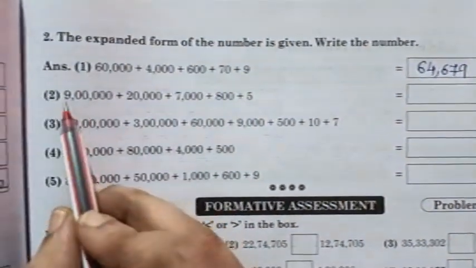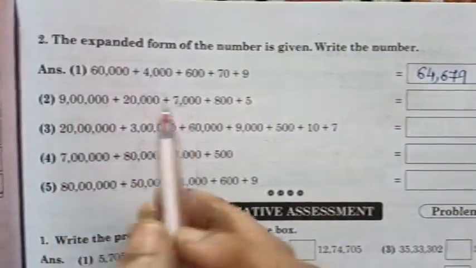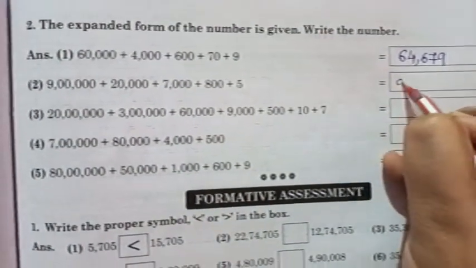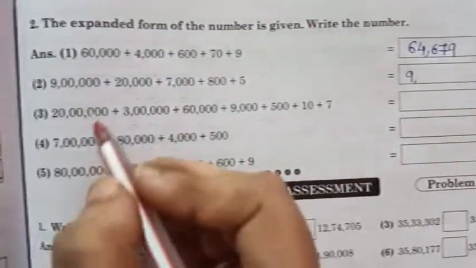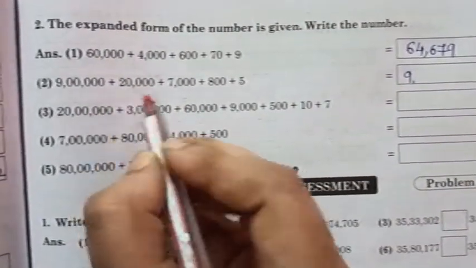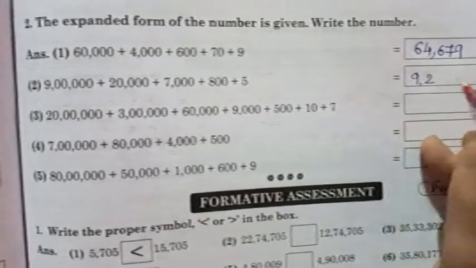64,679. Second one, 9 and how many zeros are there? 5 zeros, that is the lakhs place, so we will write here 9, comma. Okay, lakhs group is done. Then 4 zeros and 2, that is 10,000s place. So we'll write here 2.